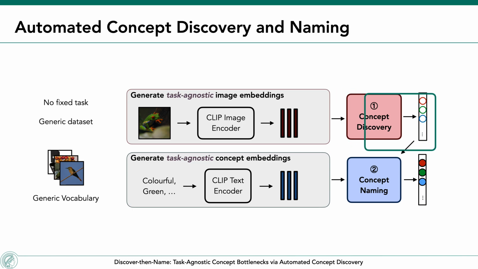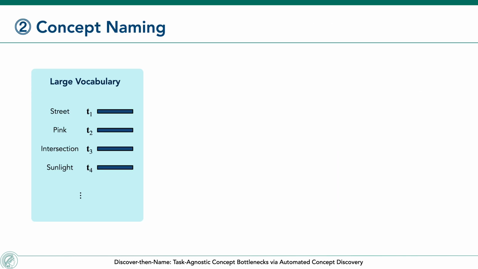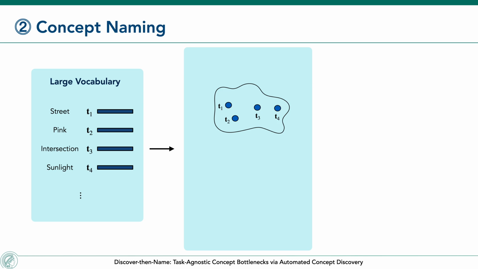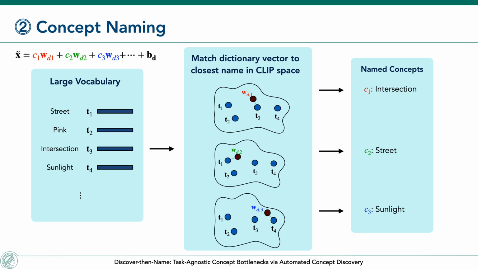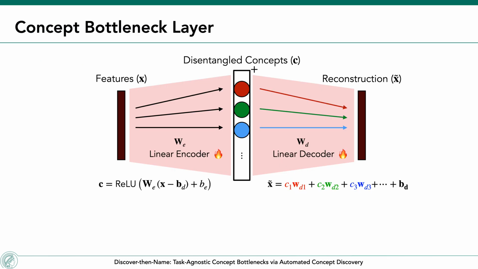In the next step, we name these concepts. For this, we take a large set of words and map them to the CLIP text embedding space. Then, we take each dictionary vector from the decoder in the concept discovery stage and find the CLIP text embedding closest to it. The word associated with this text embedding is assigned as the name of the concept corresponding to this dictionary vector. We do this for all the concepts.